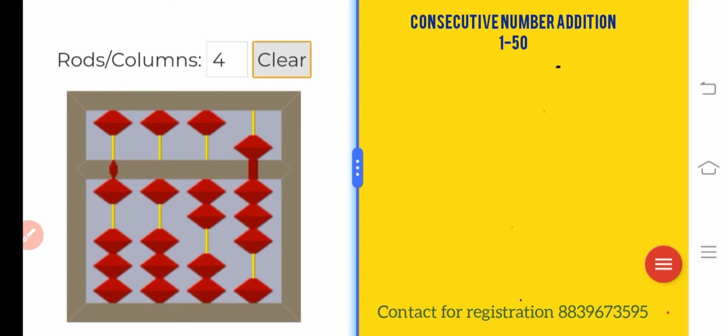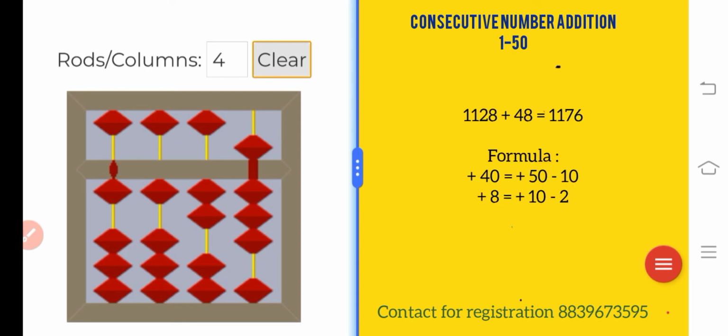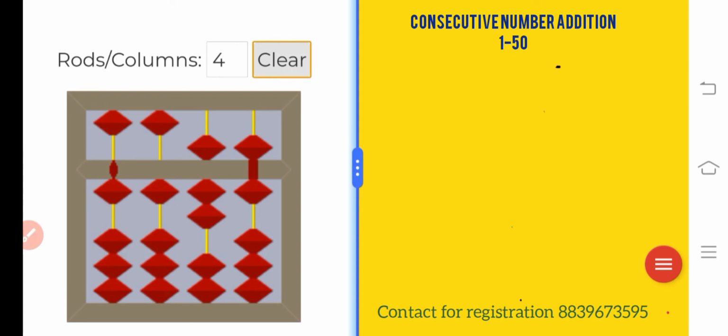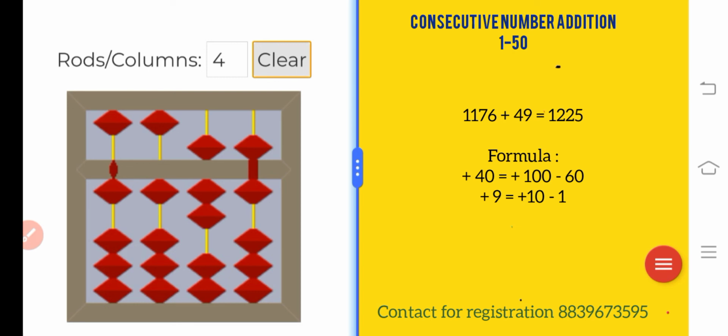Now we will add 48. So first we add 40, that is plus 50 minus 10. And for 8, we will add plus 10 and friend of 8 is 2. So we will subtract 2. We get the answer 1176. For adding 49, first we add 40, that is plus 100 minus 60.